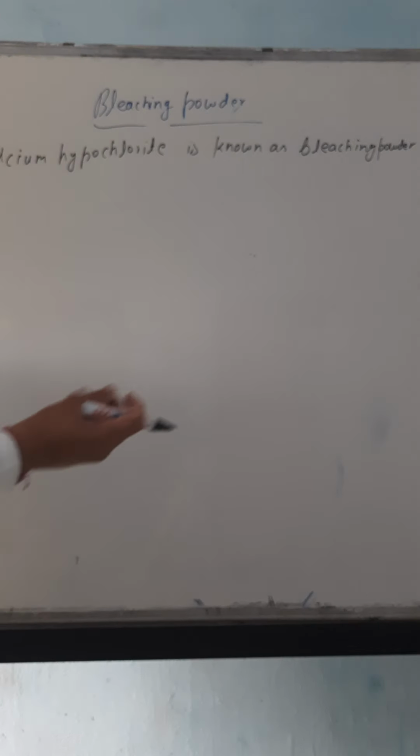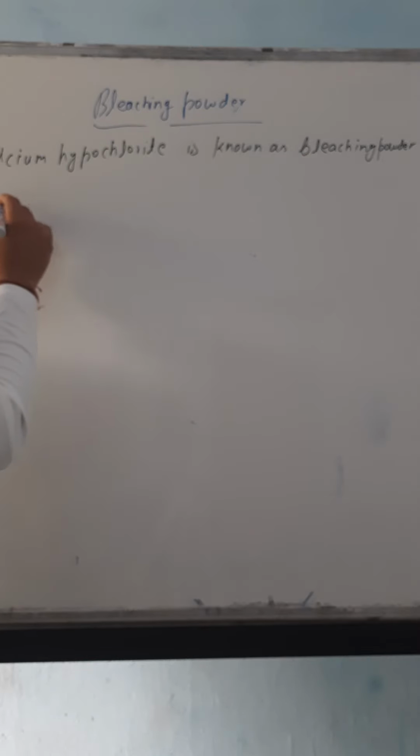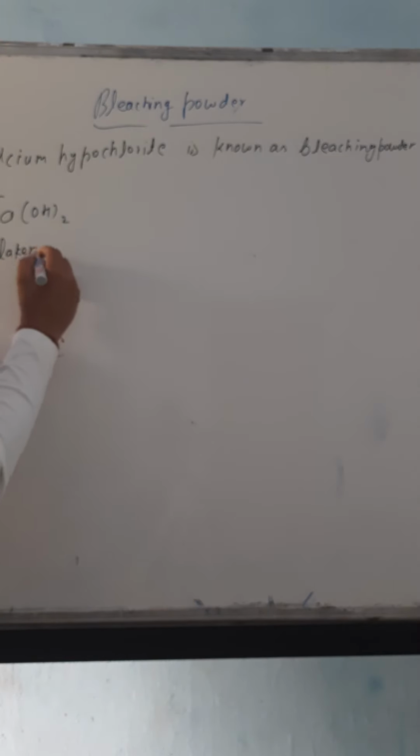And how do we get this? How do you form this bleaching powder? Now if you see, you take slaked lime. Slaked lime is what? Calcium hydroxide. Common name is slaked lime and its chemical name is calcium hydroxide. Otherwise in general we call it slaked lime.